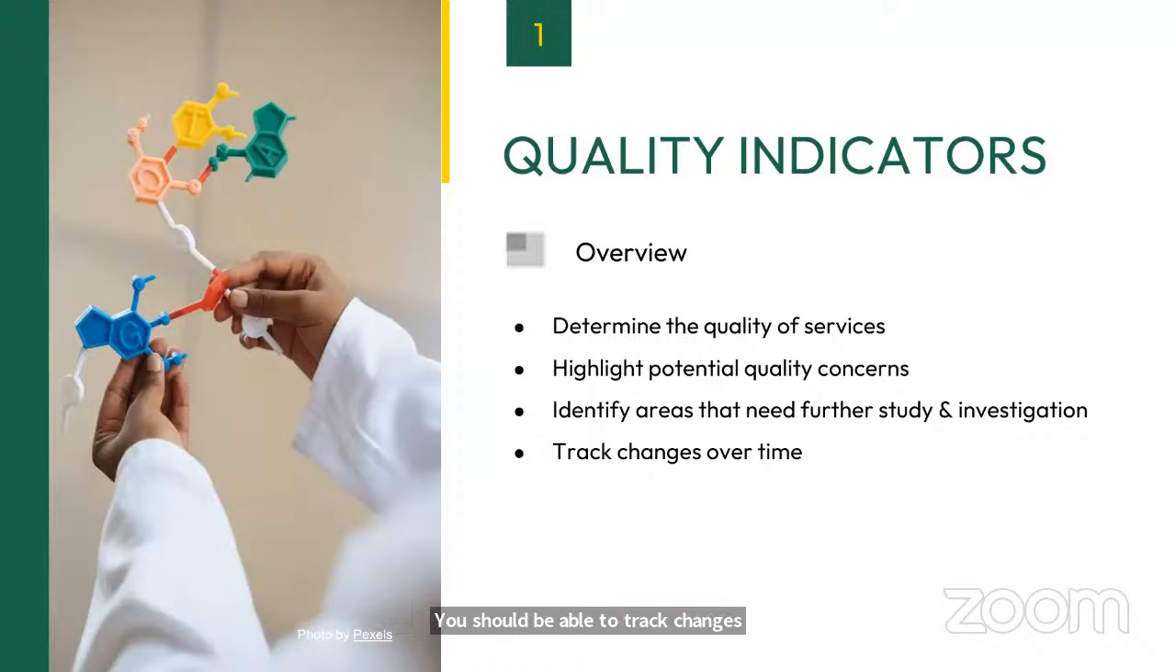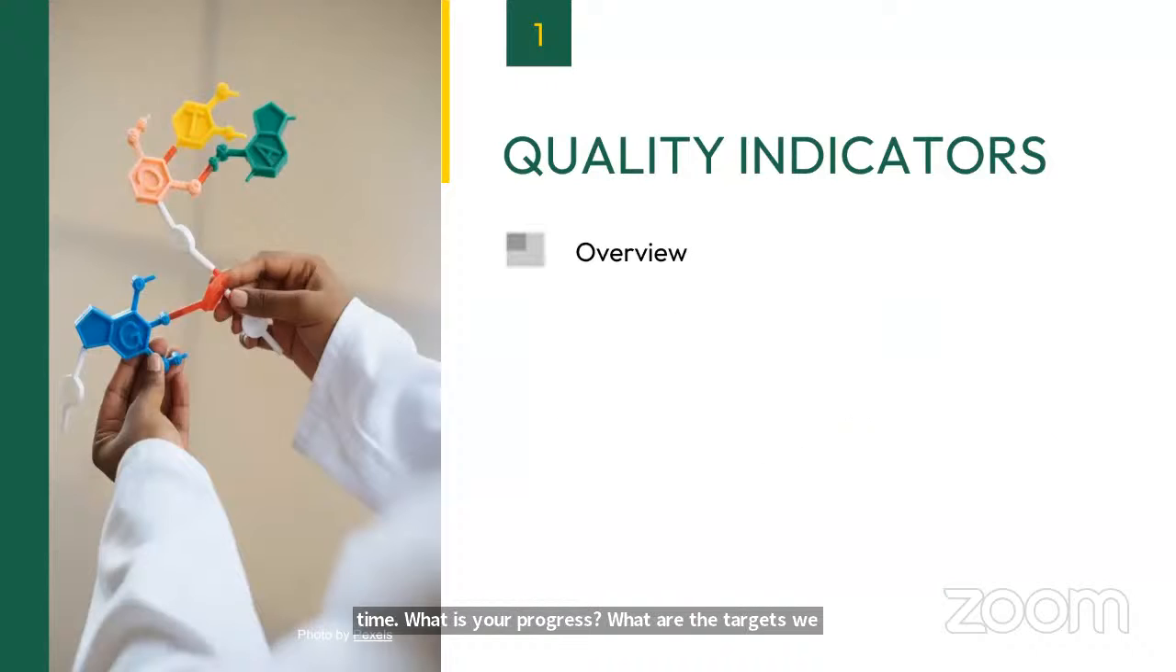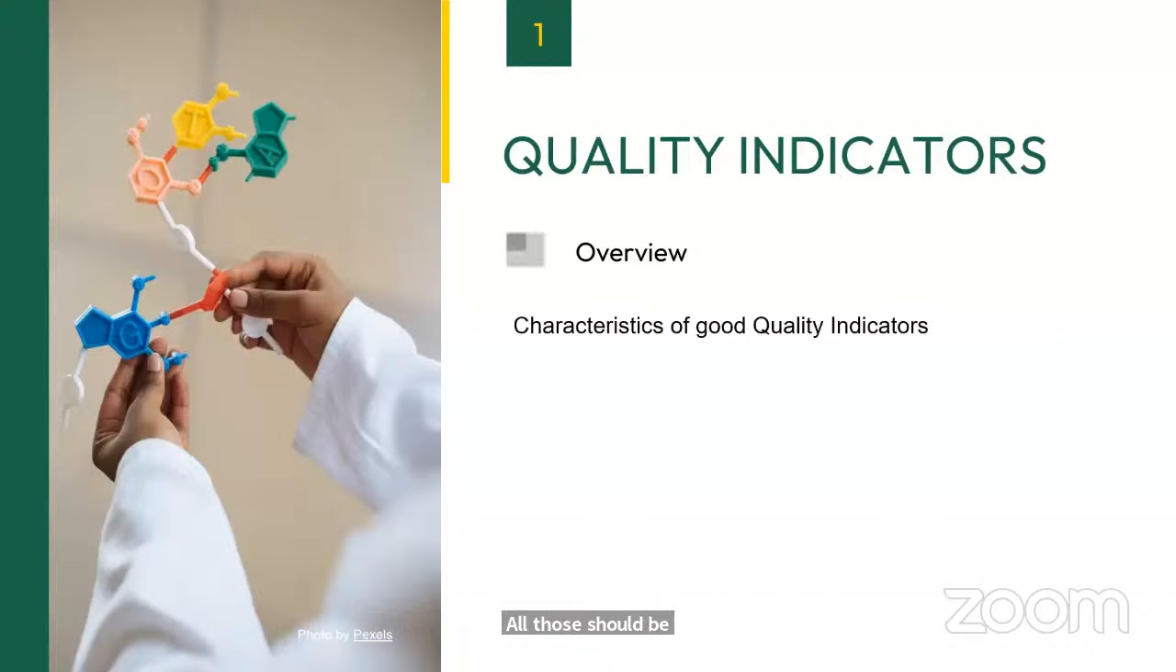You should be able to track changes over a period of time. What is your progress? What are the targets you have achieved? How many targets have you achieved? All those should be included, and your quality indicator should be able to monitor all those data.